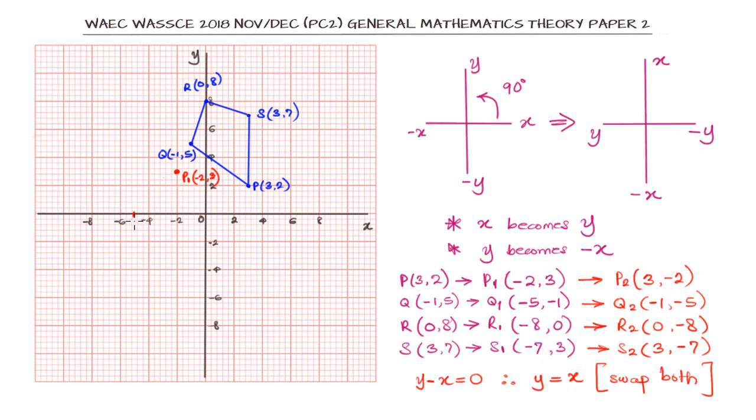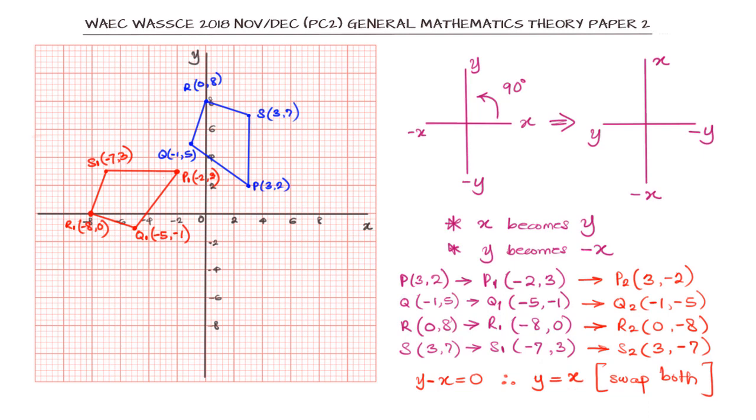Then Q1 is minus 5, minus 1. And there I have the point of intersection. So minus 5, minus 1. Q1 is minus 5, minus 1. Then R1 is minus 8, 0. And then finally S1 is minus 7, 3. X is minus 7, Y is 3. This is S1, minus 7, 3. So I can also draw my quadrilateral that is defined by P1, Q1, R1, and S1. All right. So with that, I've also defined the quadrilateral P1, Q1, R1, and S1.